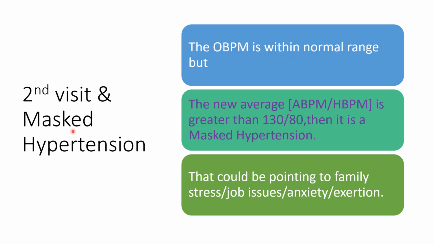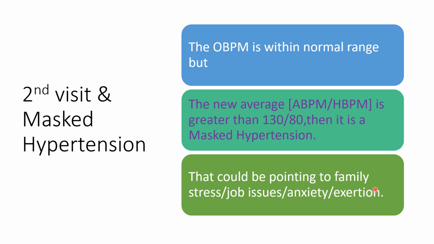Okay, second visit and masked hypertension. How do I mean? Today is the second visit, and the individual is right here at the clinic. The BP is within normal range, but the record from home and the ambulatory values is pointing to something greater than what has been measured right now at the clinic. That is masked hypertension. That is pointing to the fact that there is something bothering this man or woman at the family level, or there is some stress somewhere that we don't know, but the affected individual is aware of, or could be job issues, or anxiety, or overexertion.